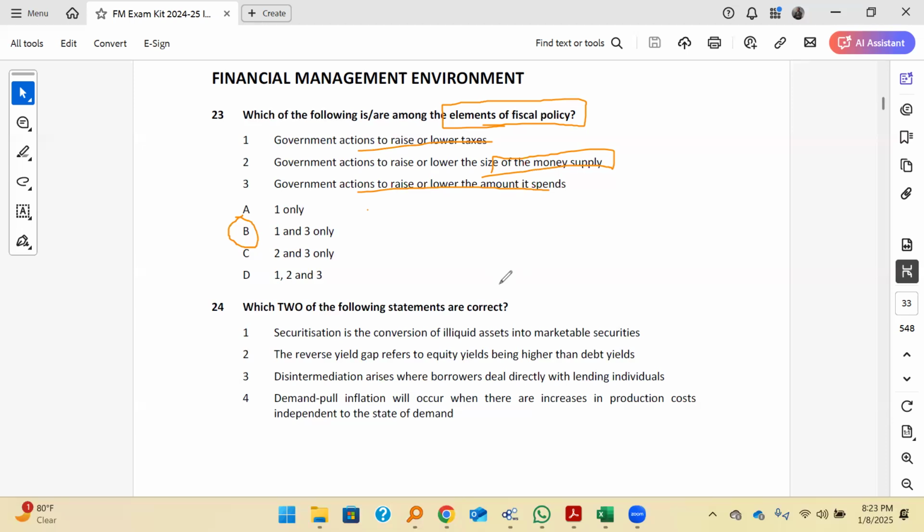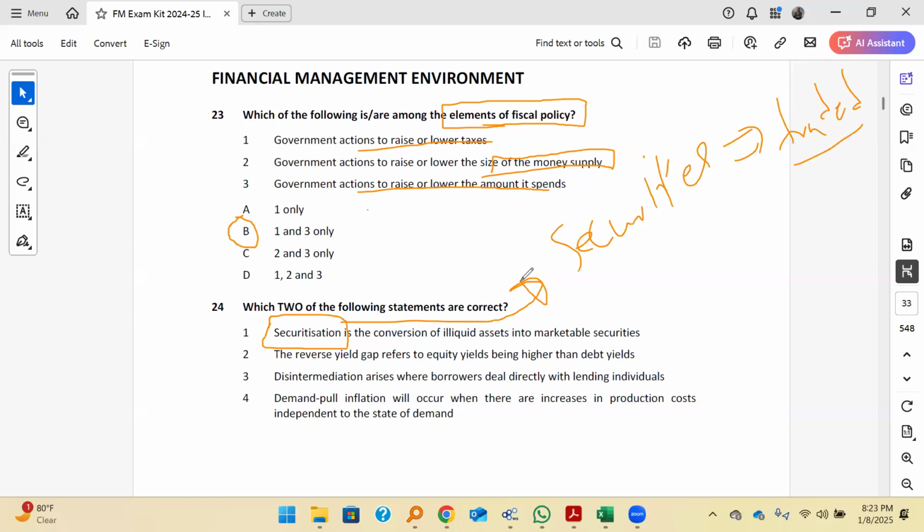So the first one says securitization is the conversion of liquid assets into marketable securities. So we shall see. This is called securitization, not securitization. Securitization. So we have what we call securities, and these are traded. So market securities are traded.